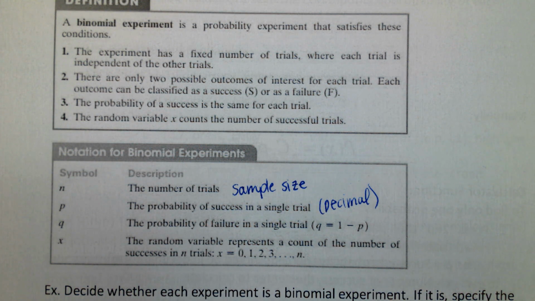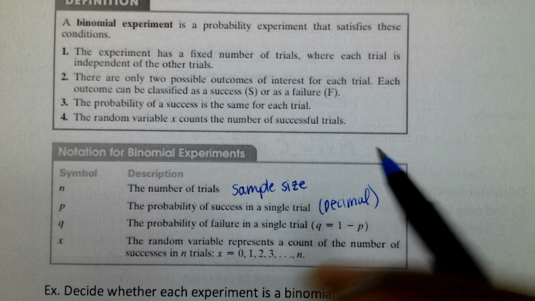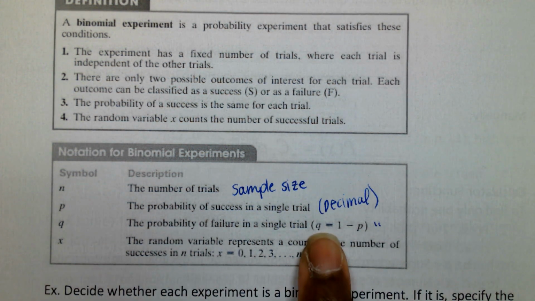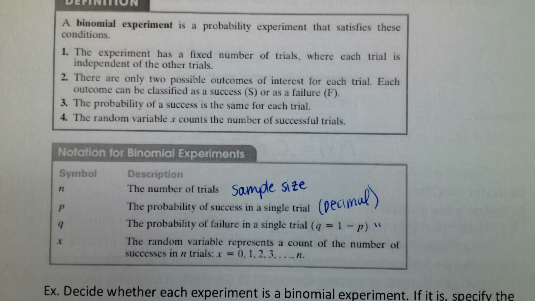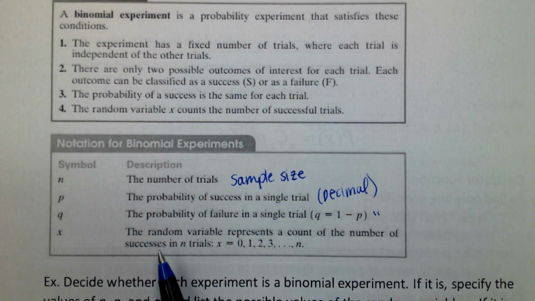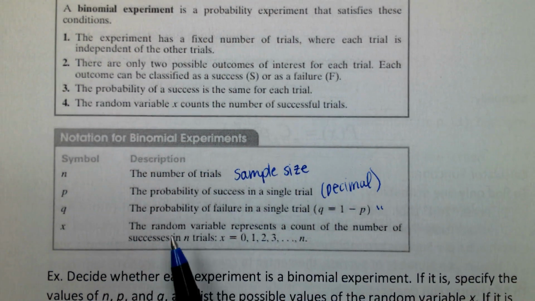The probability of failure in a single trial is Q. This has to be a decimal as well. And to get Q, Q is the opposite of P, or the complement of P. So if I have a 30% success, that's 70% failure. It's just the opposite of it.